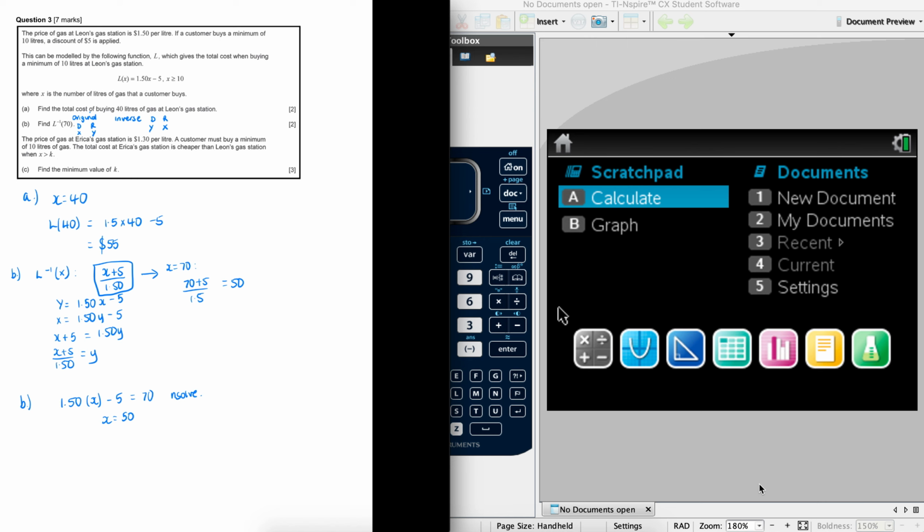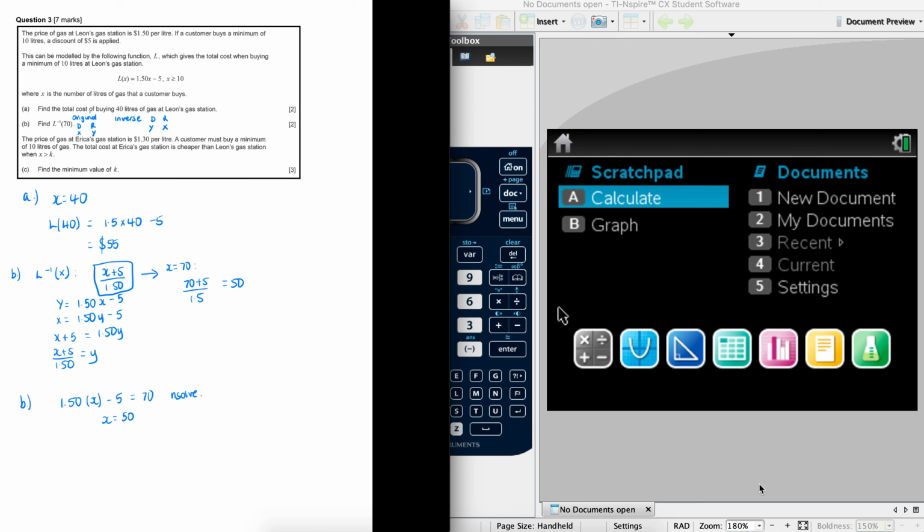So either of those methods is fine. Personally, this method is easier and quicker, but it requires you to remember and understand how these swap. If not, you can just find the inverse function and then use that method.